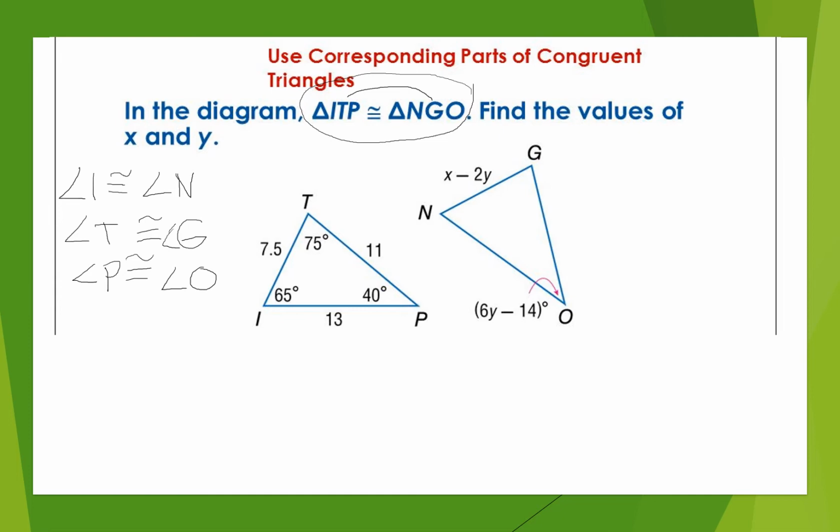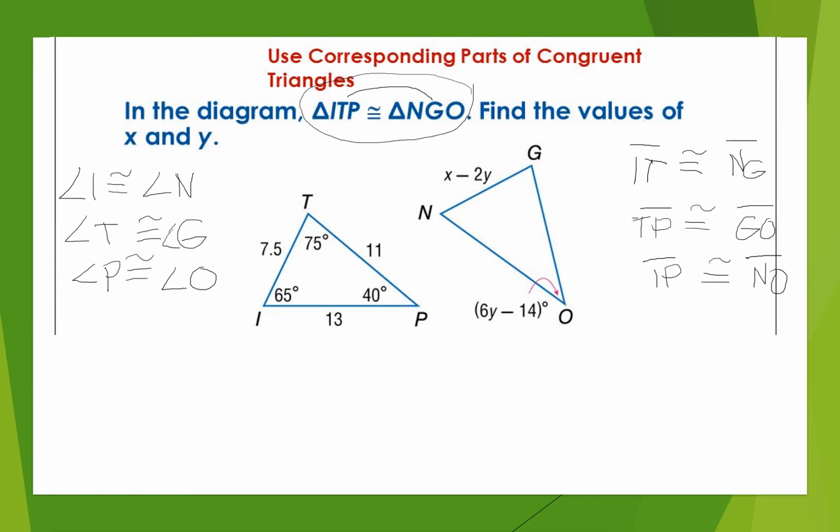So for corresponding sides, we will use two variables to name each segment. So we have segment IT congruent to segment NG. Okay, and then segment TP congruent to segment GO. And lastly, segment IP is congruent to segment NO. So now, kumpleto na ang ating corresponding parts, okay?